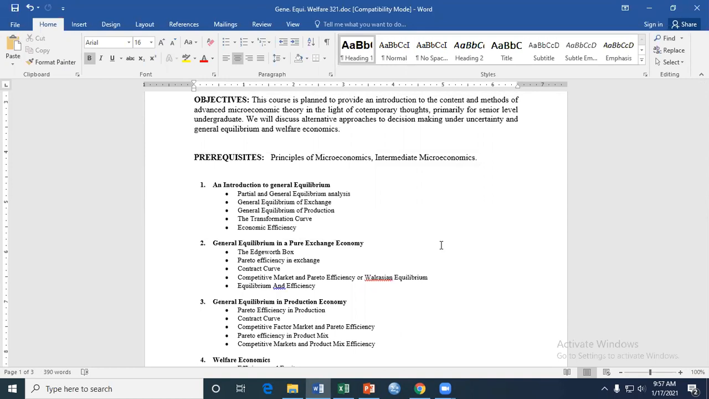We will do the introduction of general equilibrium, where we discuss the differences between partial and general equilibrium analysis. Then in this topic we will discuss general equilibrium of exchange, general equilibrium of production, and the transformation curve. Later we will discuss general equilibrium in a pure exchange economy, where we discuss the Edgeworth box, Pareto efficiency in exchange, contract curve, competitive market, and Pareto efficiency, or Walrasian equilibrium. Then we will discuss general equilibrium in a production economy, where we will discuss Pareto efficiency in production, contract curve, competitive factor market, and Pareto efficiency in product market.